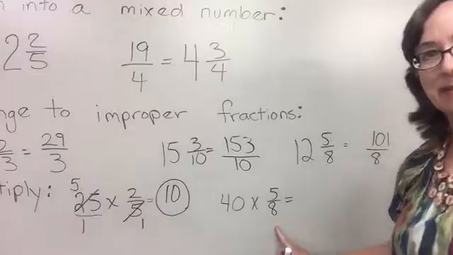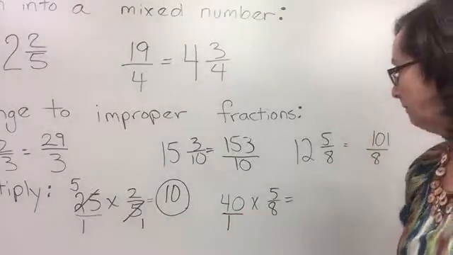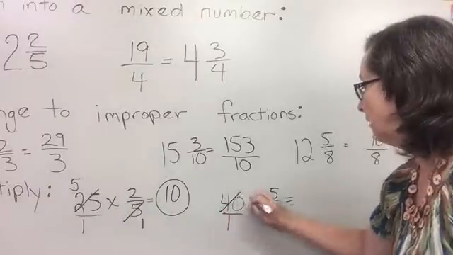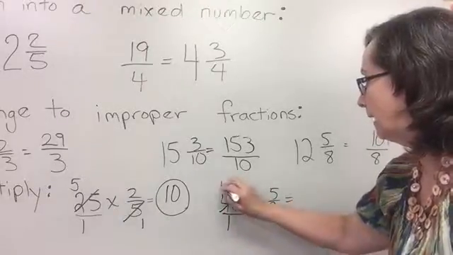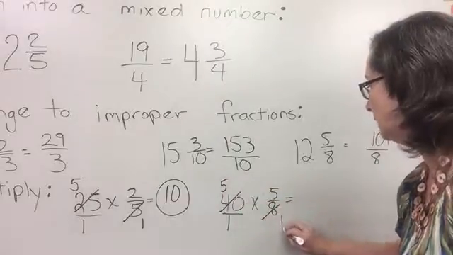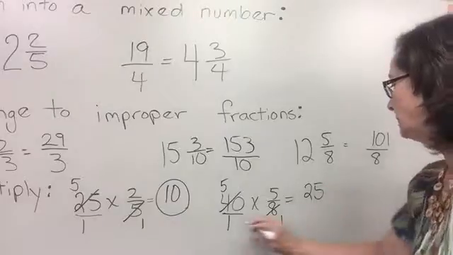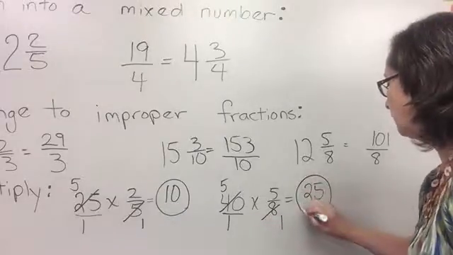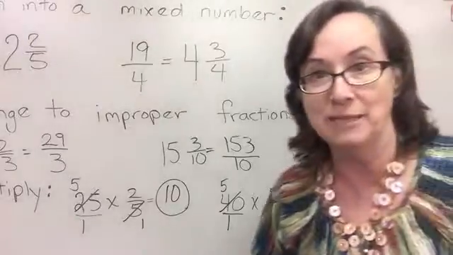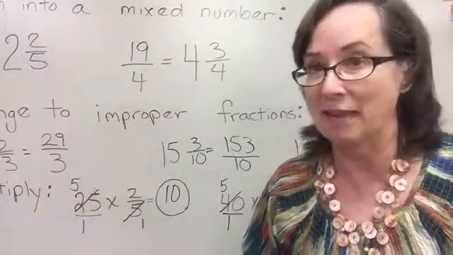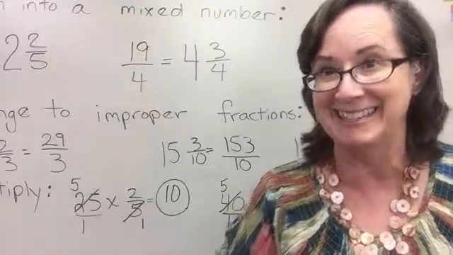And the last one, we're going to take this 40 and make it 40/1. We're going to realize that 40 and 8 both divide by 8. 40 divided by 8 is 5. 8 divided by 8 is 1. 5 times 5 is 25. 1 times 1 is 1. And 25/1 is 25. How did you do? We're going to have a few more problems in just a moment, so keep those pencils ready.